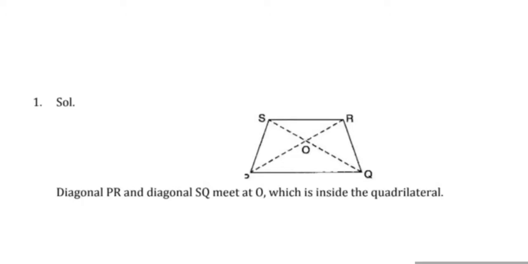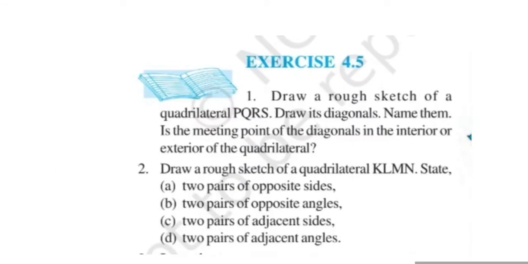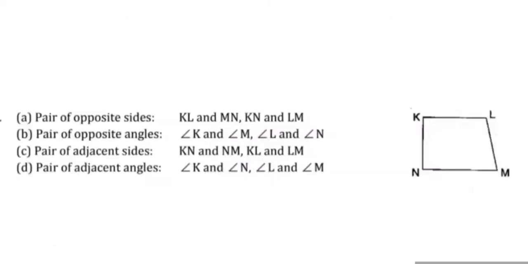Number 2, draw a rough sketch of a quadrilateral KLMN. State: number 1, 2 pairs of opposite sides. So first, draw the rough figure, means draw one quadrilateral KLMN. Now opposite sides are what? KL and MN, same as KN and LM. These are the opposite sides.